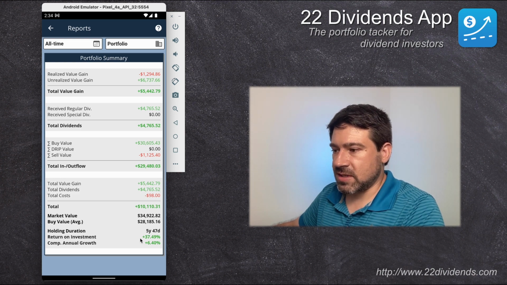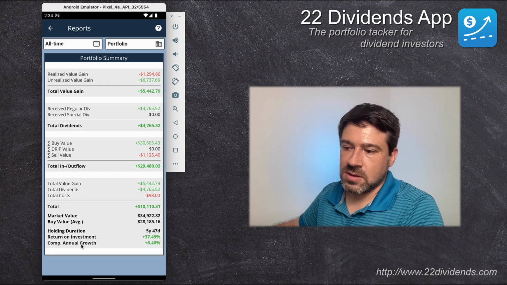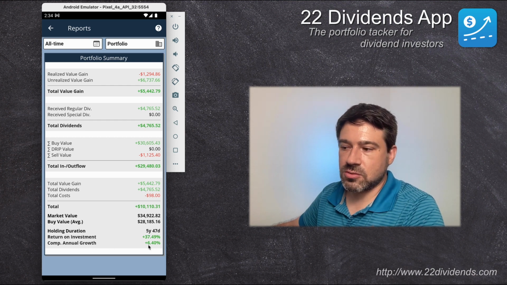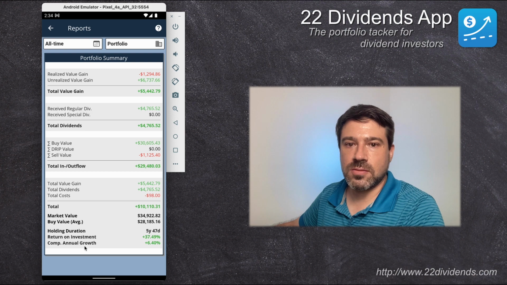And then the app also calculates your return on investment. It's 37% in those 5 years. So it's just a compound annual growth rate of 6.4%. The app also calculates the compound annual growth rate for the selected time period and the portfolio or the stock.